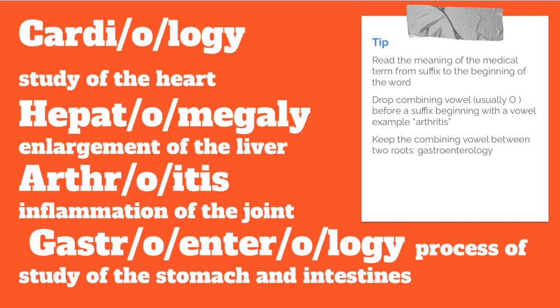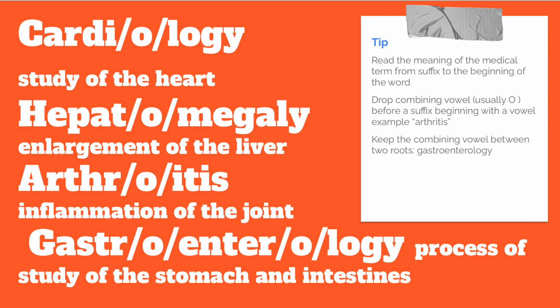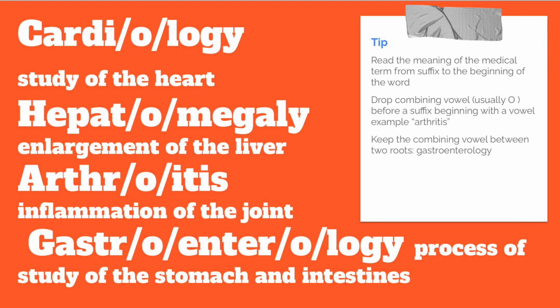An example would be gastroenterology, meaning the study of the stomach and the intestines. As you see in the combining forms gastr and enter, we left the O in between them to differentiate the two roots in the word gastroenterology. Some other examples are cardiology, study of the heart, and hepatomegaly, enlargement of the liver.